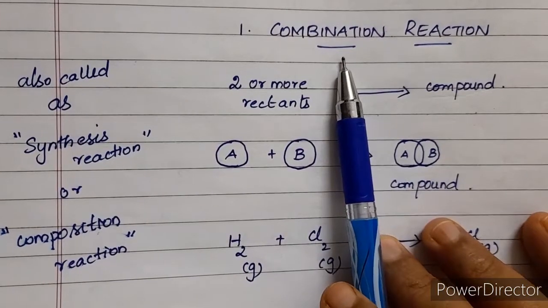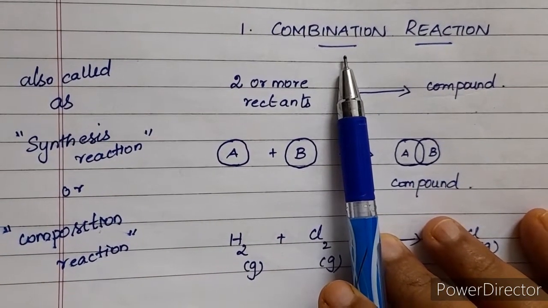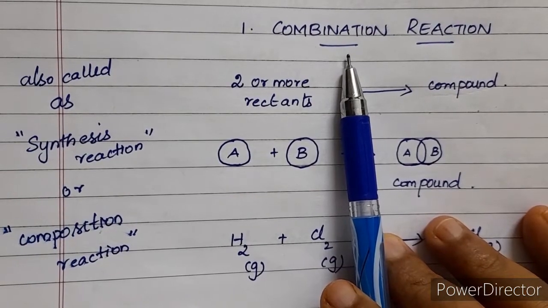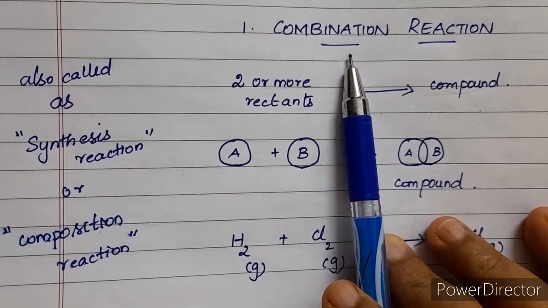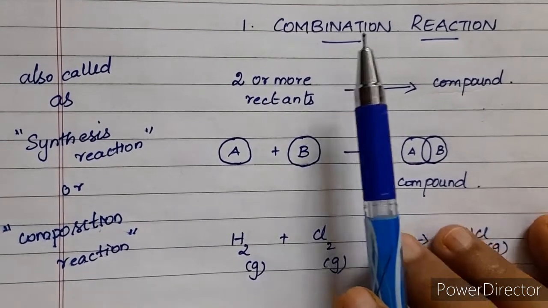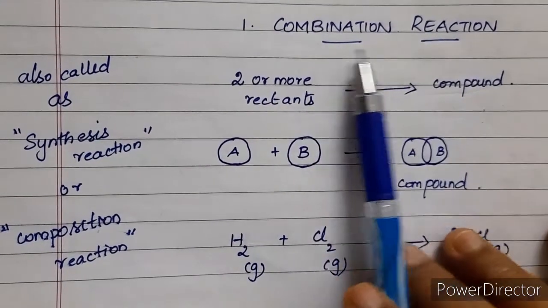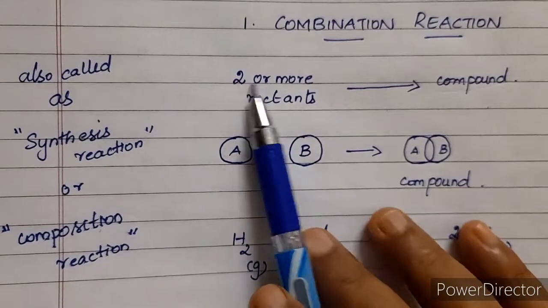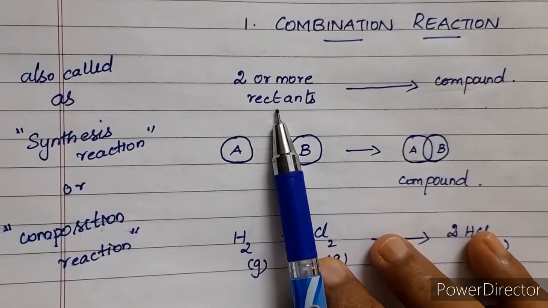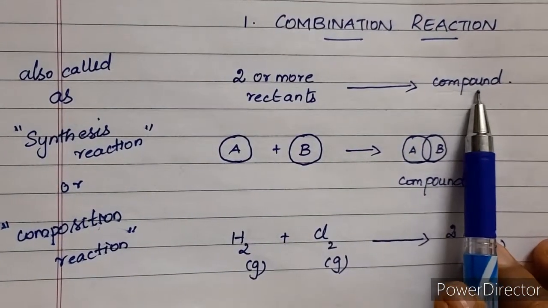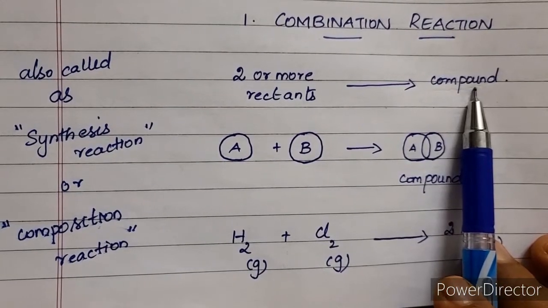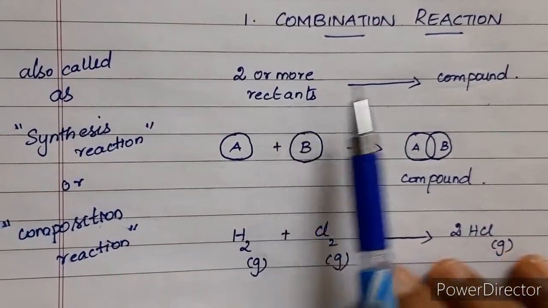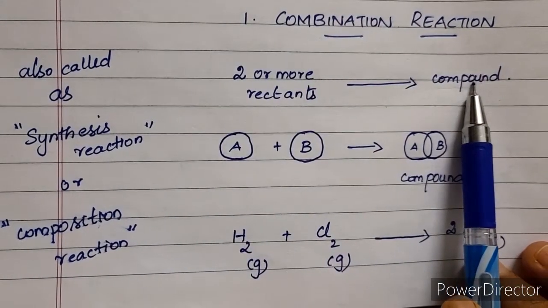Now first classification is the combination reaction, isn't it? So this classification is under nature of the rearrangement of the atom, isn't it? Now combination reaction, as the name indicates, combine. What combines? Two or more reactants combine together to form the compound. So it is called combination reactions. Two or more reactants combine together to form the compound.